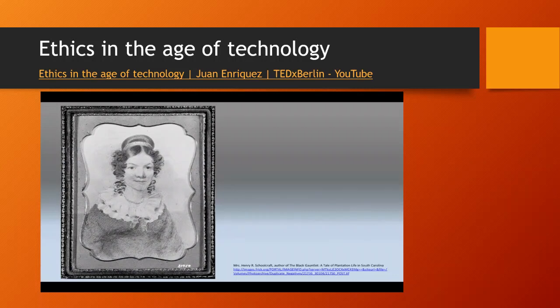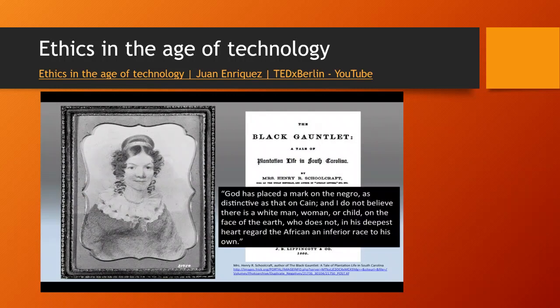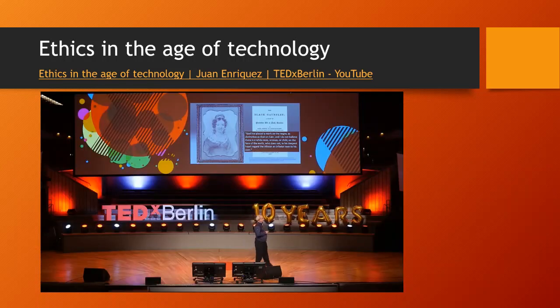How about Mama? Well, the best-selling book was Uncle Tom's Cabin, and Mama was writing all about plantation life in South Carolina. And what Mama was teaching wasn't exactly that we should be freeing the slaves.